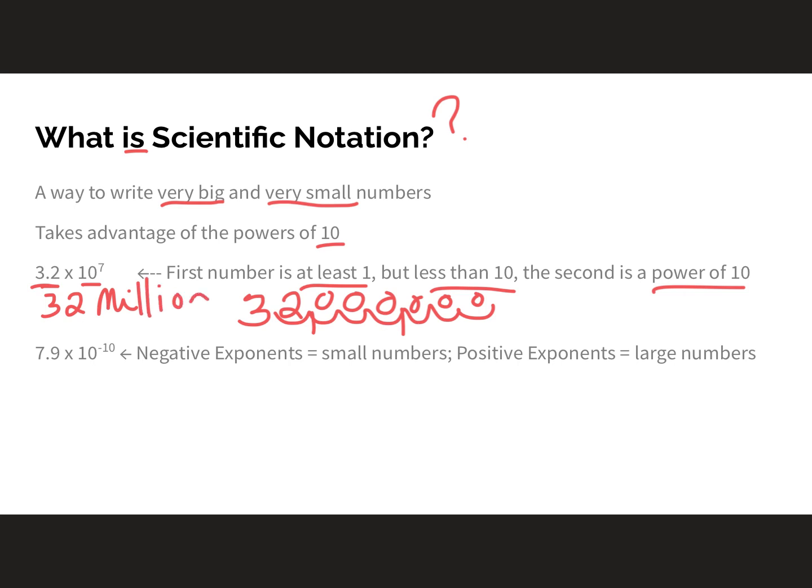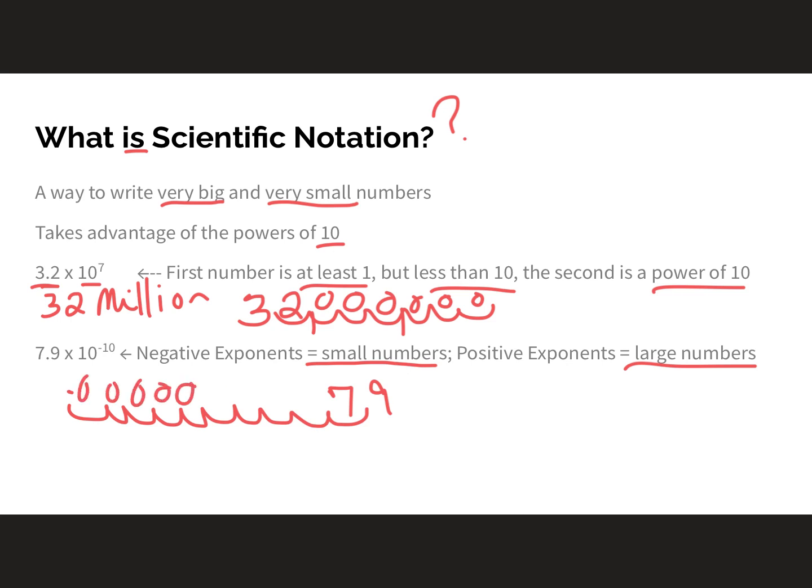And then we have negative exponents. The negative exponents are really, really small numbers. Positive exponents are large numbers. In this case, we would write the 7 and the 9, and then we have the decimal here. We're moving it 10 times the other way. 1, 2, 3, 4, 5, 6, 7, 8, 9, 10. So there's my decimal, and each of these little bumps gets a 0. And this is just a really, really small number.